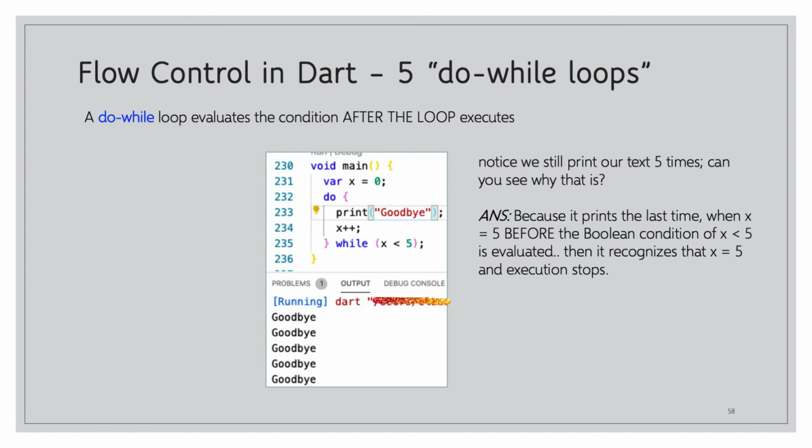Okay, did you figure it out? The answer is because it prints the last time when x equals 5 before the Boolean condition of x is less than 5 is evaluated. Then it recognizes that x is 5 and execution stops.